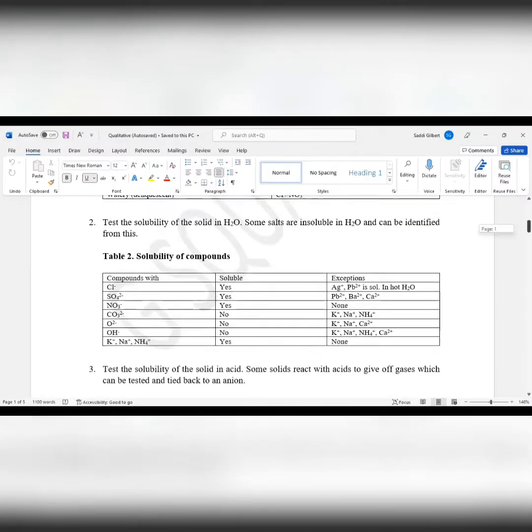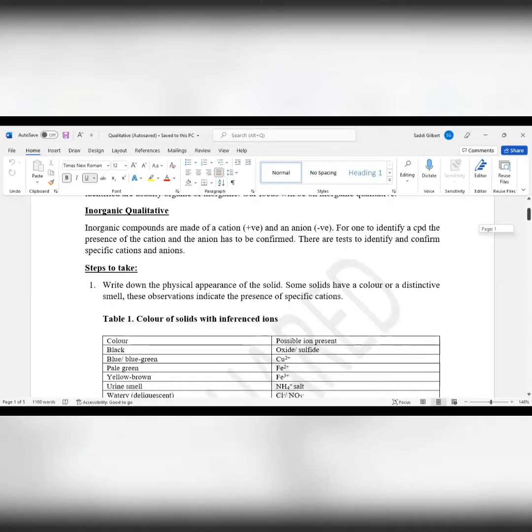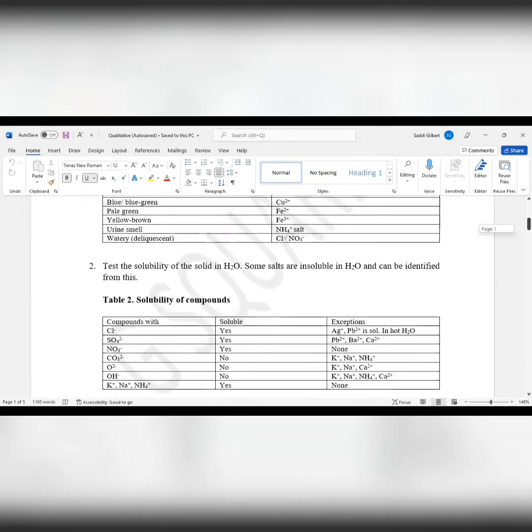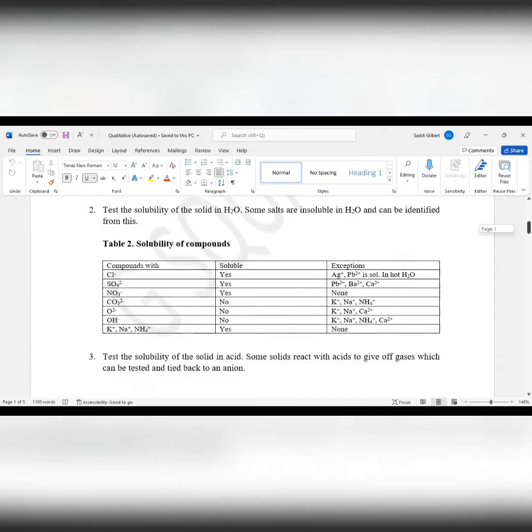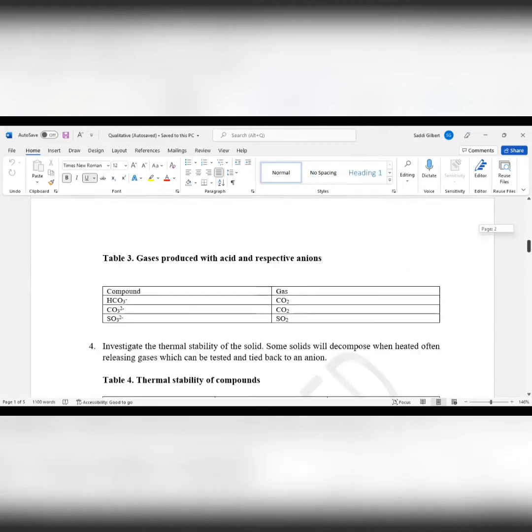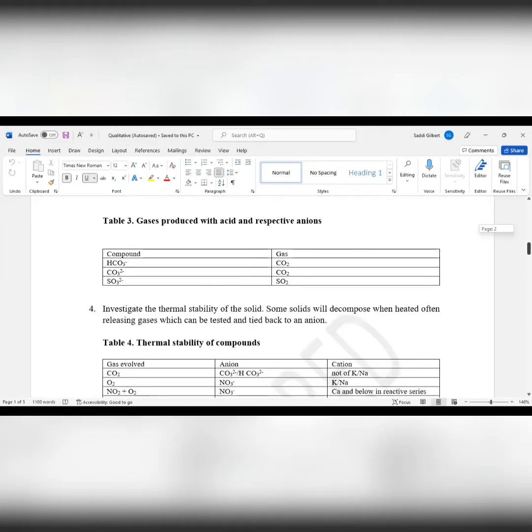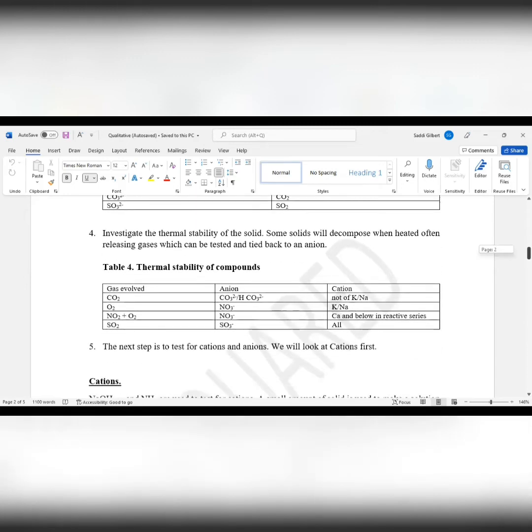Okay, here we go. So this is basically a document that I use for qualitative analysis. Okay, and the steps that you take to identify your compound. That has to do with the solubility. Down here for this table, I'm just showing you basically the gases and what they can be produced from. For the most part, carbon dioxide will be produced from carbonate, not really hydrogen carbonate. We don't really tackle hydrogen carbonate as an anion.